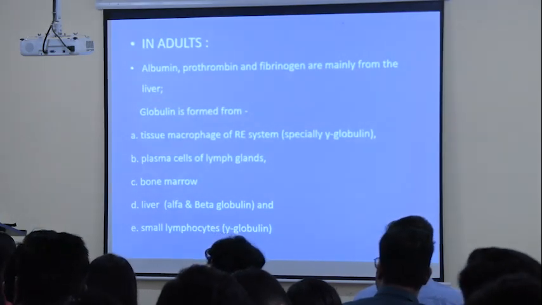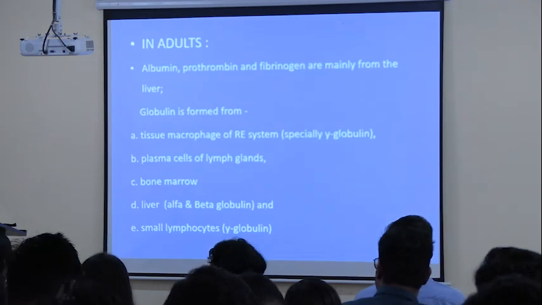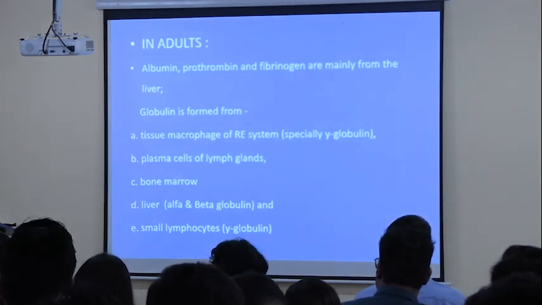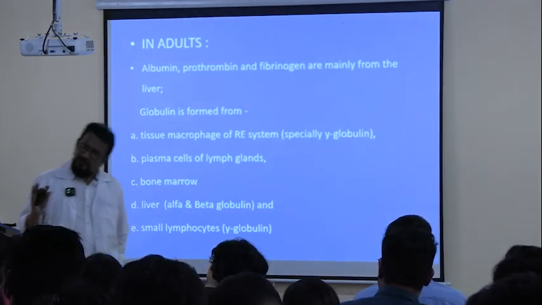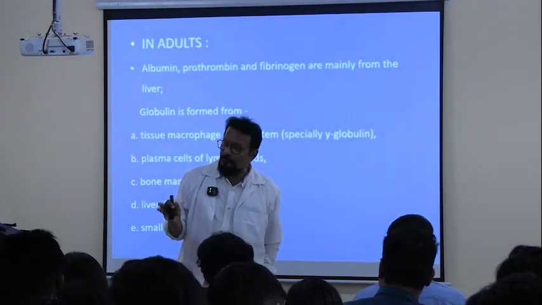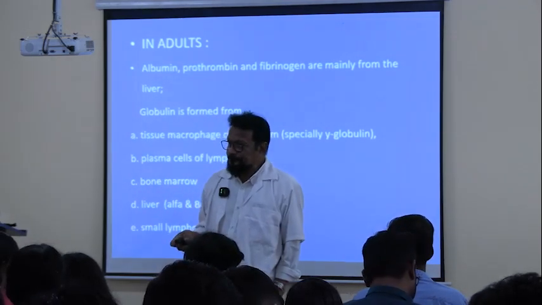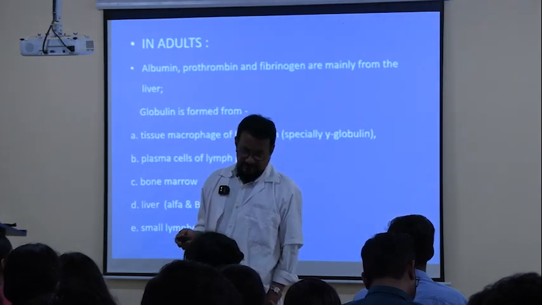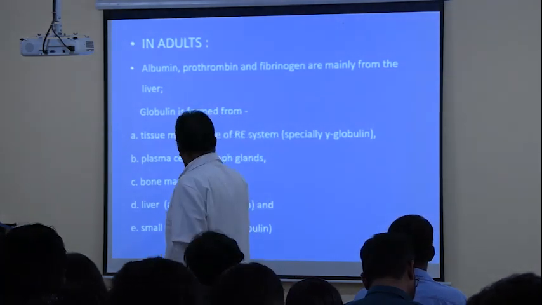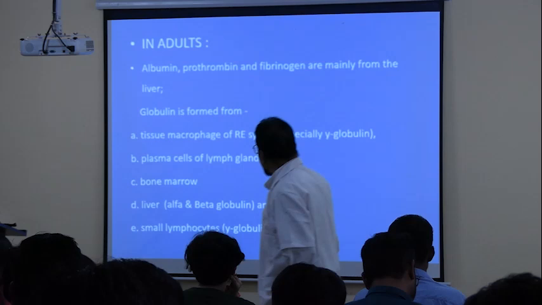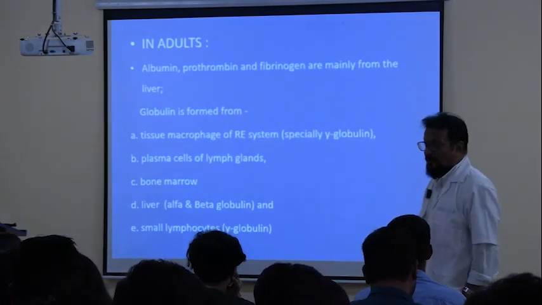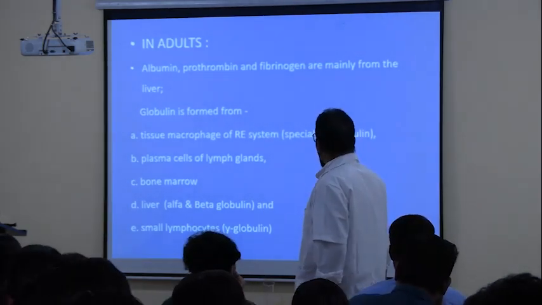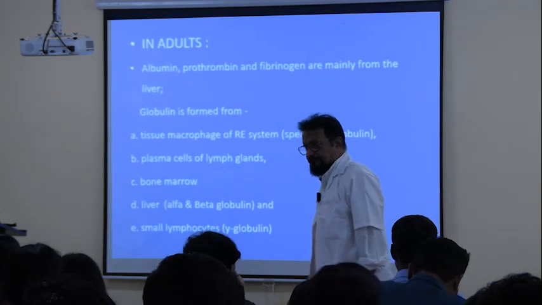Immunoglobulin and gamma globulin are the same. Gamma globulins are termed immunoglobulins. The immunoglobulins are nothing but antibodies. So where are they produced? In the tissue macrophages of the RE system.